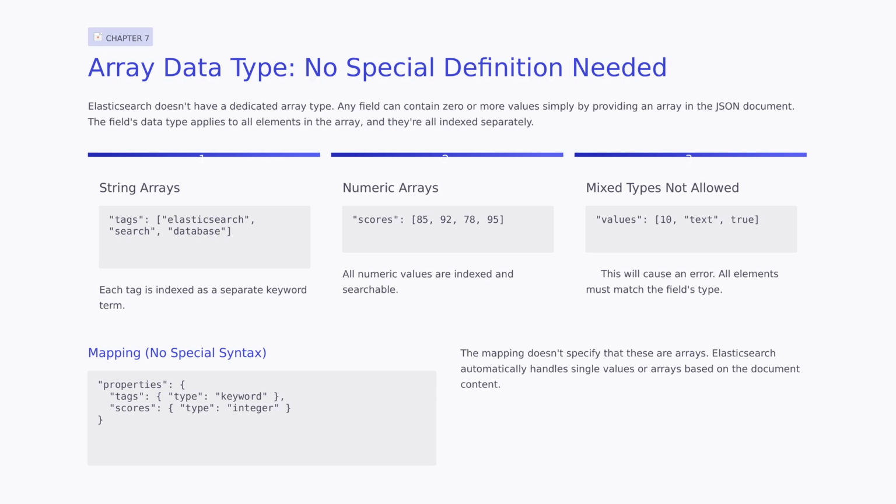Mapping these arrays is a breeze. Elasticsearch automatically adapts based on the content, whether it's single values or arrays. So, with Elasticsearch, handling arrays is as seamless as it gets, no fuss needed.